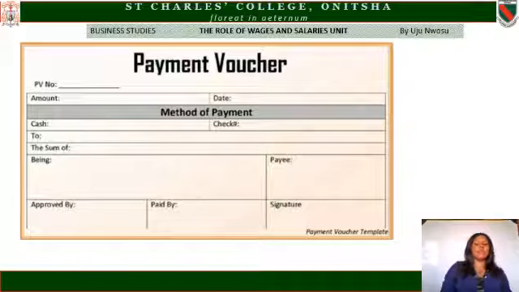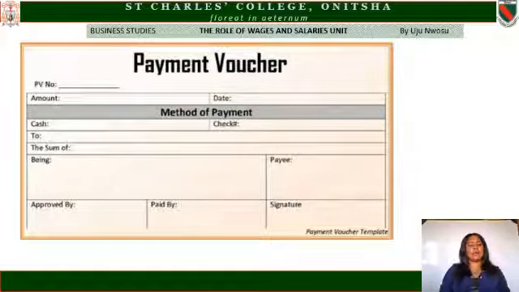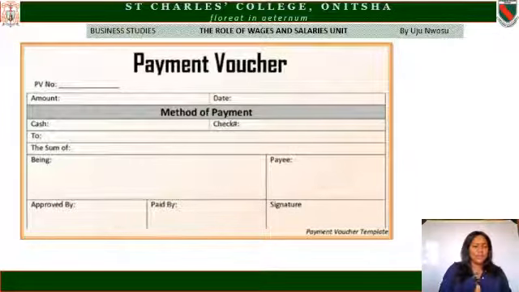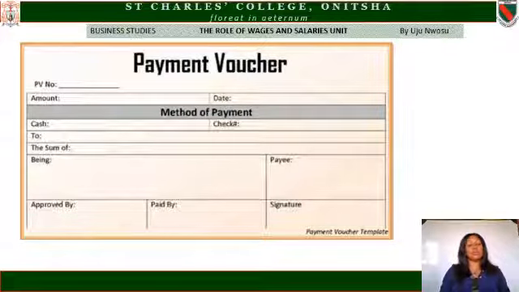This is an example of payment voucher. If you look at it, you will see the sum of money that the employee or worker collected from the accounts department. You will see the need or the purpose of such payment or expenses, equally who paid him in the accounts department, and equally the receiver and the signature.